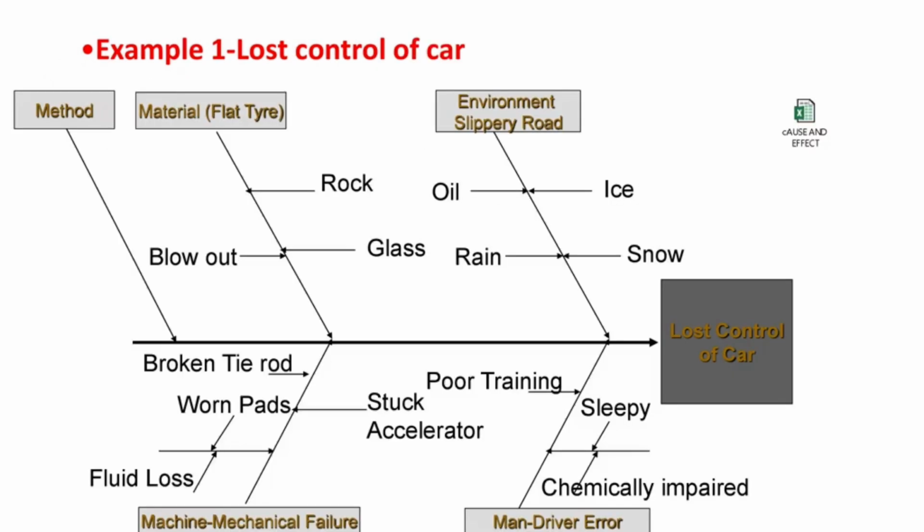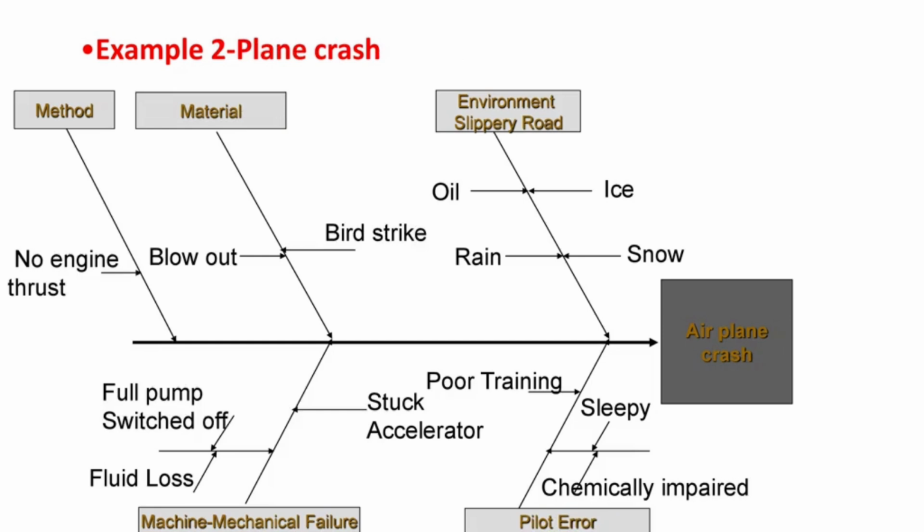As an example, I will tell you about the loss of a car. This is the main problem. Here are man, method, machine, environment. What are the causes? Man related: sleepy, chemical impaired, poor training. Machine related: broken tie rod, fluid loss, everything. Material means rock, glass. Environment means oil, slippery. A second example is a plane crash that happened recently.